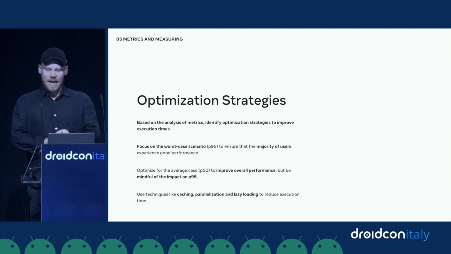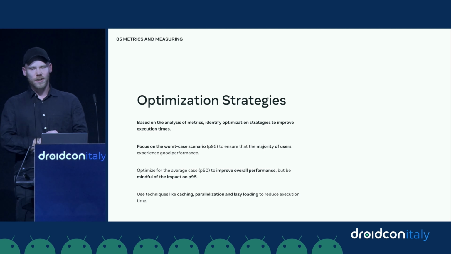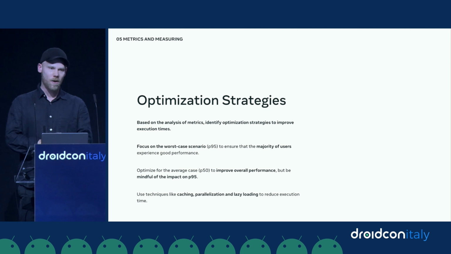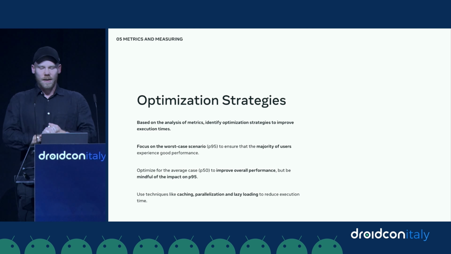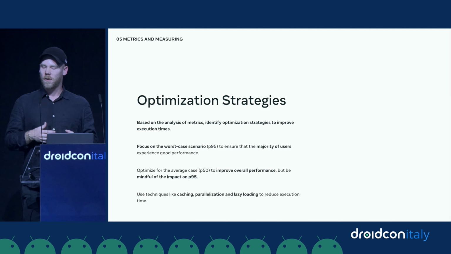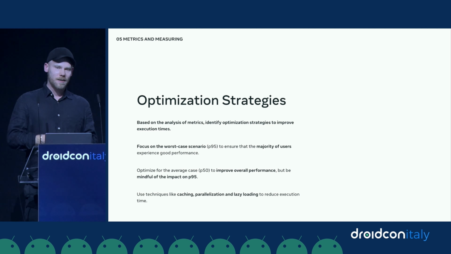So based on the analysis, we can look into a few optimization strategies to improve our execution times or the app performance or whatever resource we are looking at the moment. If we focus on the worst case scenario, P95, we can ensure that the majority of users experience a good performance, right? It would be 95% of the users, that's a good chunk. If we optimize for the average case, we will improve the overall performance as well, but we need to be mindful of the impact on P95 as well.